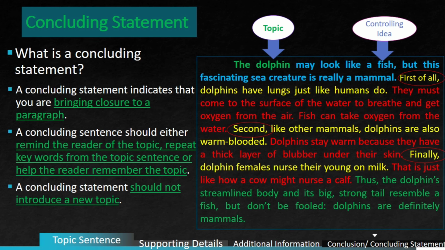Do you think this concluding statement reminds the reader of the topic? Or repeats keywords from the topic sentence? Or helps the reader remember the topic? Yes, indeed. Yes, definitely. This concluding statement answers all those three questions. It reminds the reader of the topic. It repeats keywords, keywords like mammals. The word mammal is in the topic sentence. It is also repeated in our concluding statement. And for sure, this helps the readers remember the topic.